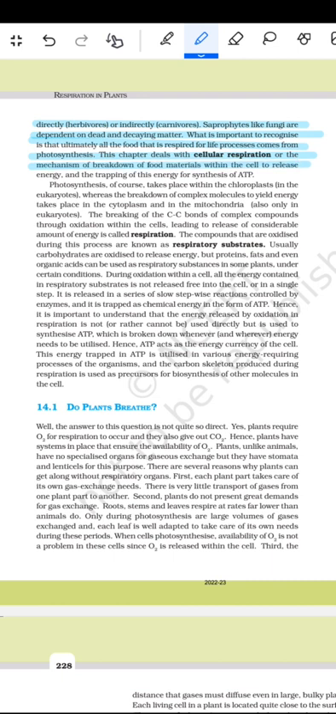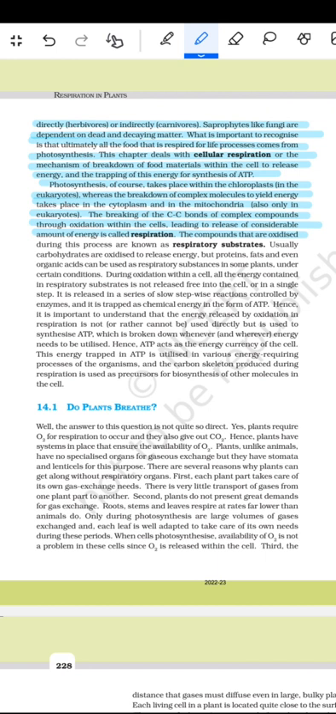the cell to release the energy and trapping of this energy for the synthesis of the ATP. Photosynthesis of course takes place within the chloroplast in the eukaryotes, whereas the breakdown of the complex molecule to yield the energy takes place in the cytoplasm and in the mitochondria, also only in the eukaryotes. The breaking of the pi bond of the complex compounds through the oxidation within the cells leading to the release of the considerable amount of the energy is called the respiration.